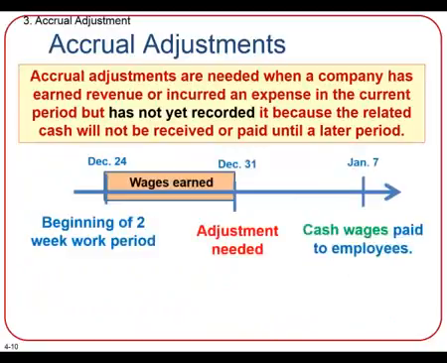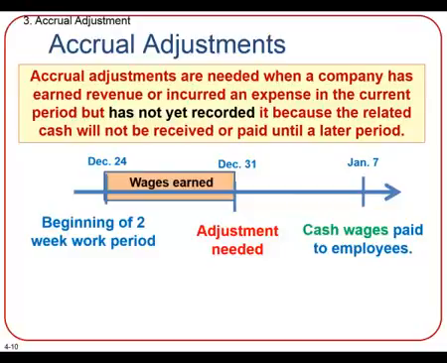Now, accrual adjustments are needed when a company has earned revenue or incurred an expense in the period, but has not actually recorded it because the related cash probably will not be received or paid until a later period. So, for example, employees might have a 2-week pay period and don't get paid until the end of the second week. And that's pretty standard for most of us. We only get paid every 2 weeks or maybe even once a month.